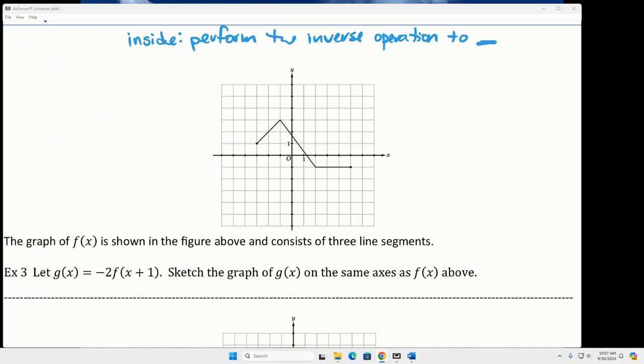So if you guys notice and remember from last year, stuff on the inside changes horizontally. So would I do this operation to the x or the y if I want to change horizontally? The x. Right? And then for the outside, it doesn't lie. It tells you what to do. And so for outside, you're going to perform the exact operation to the y-coordinate.